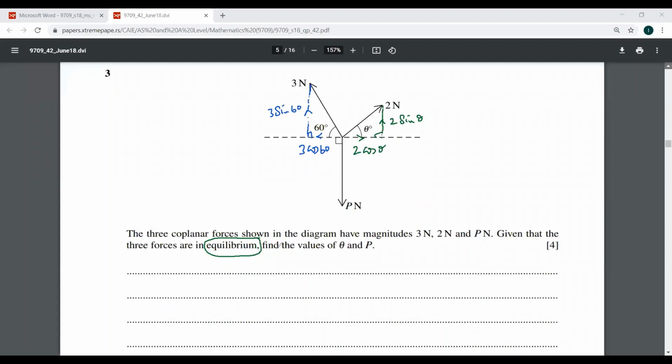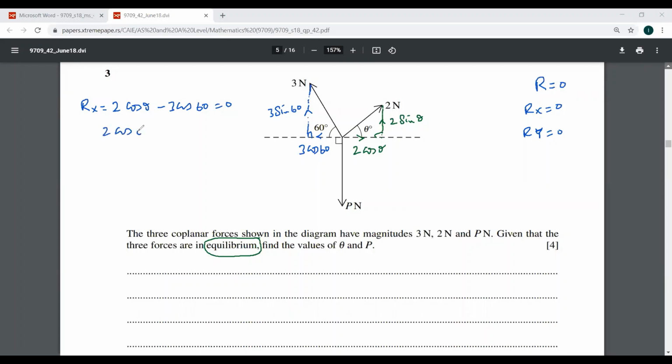Okay, so given that the three forces are in equilibrium, that means the resultant of the three forces is 0. This also implies that Rx will be 0 and Ry will also be equal to 0. Okay, so this is the Ry over here. Rx is now going to be 2 cos theta minus 3 cos 60. And I put that directly equal to 0. Okay. So we can find this theta from here.